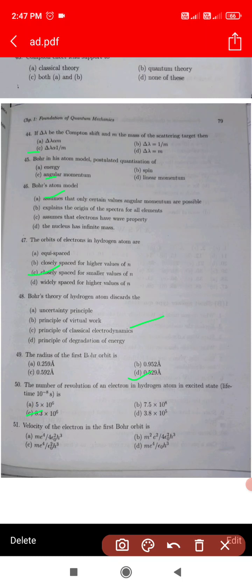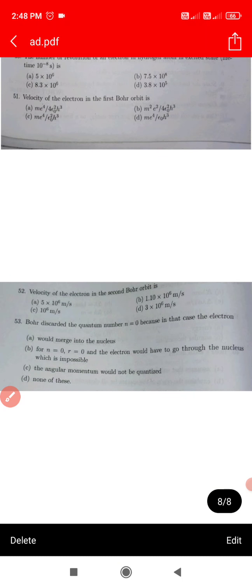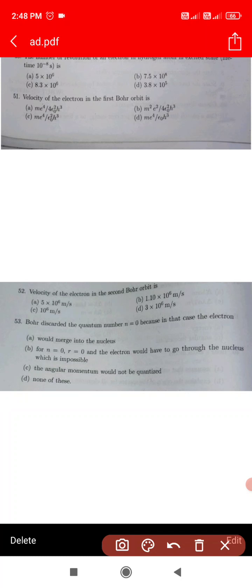Next, the velocity of the electron in the first Bohr orbit is m e to the power of 4 divided by 4 epsilon naught square h cube. Next, 52nd question: the velocity of the electron at the second orbit is 1.1 into 10 power 6. B is the answer.